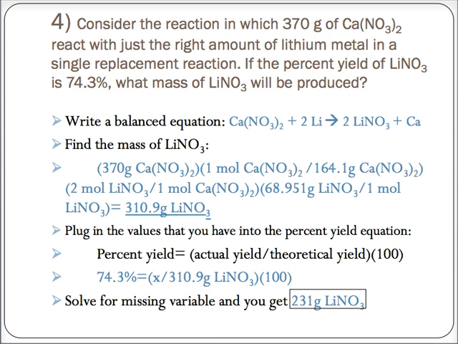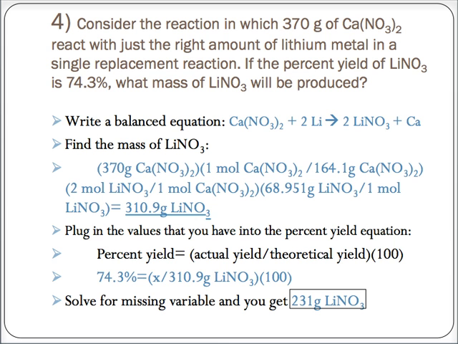We then multiply that by the mole-to-mole ratio, which here is a 2-to-1 ratio between LiNO3 and CaNO3. So then we multiply that by the molar mass of LiNO3, which is 68.951 grams per mole, to get 310.9 grams of LiNO3. Now that's our theoretical yield, so we're looking for the actual yield.